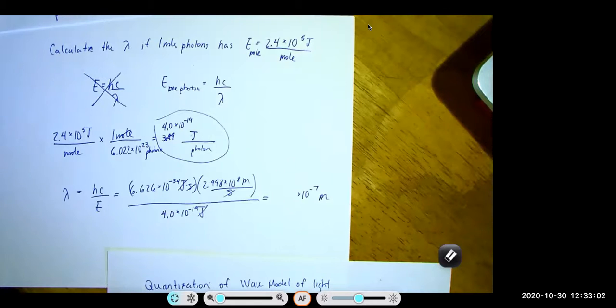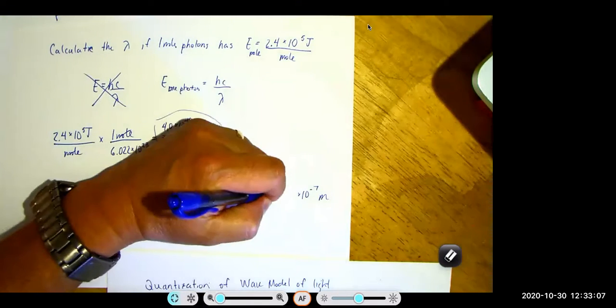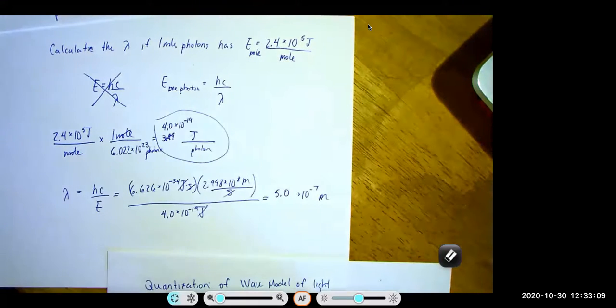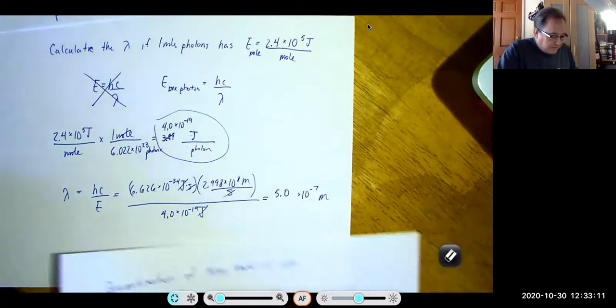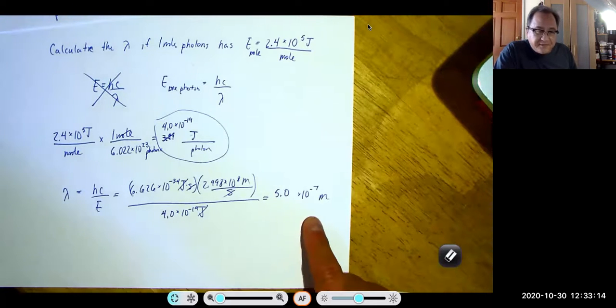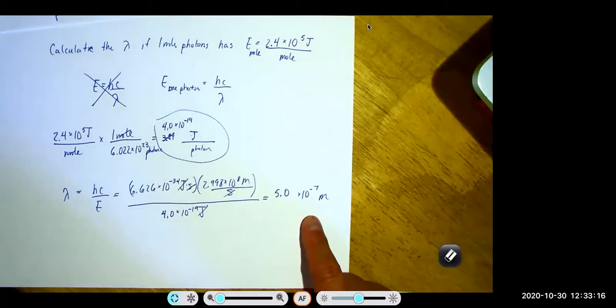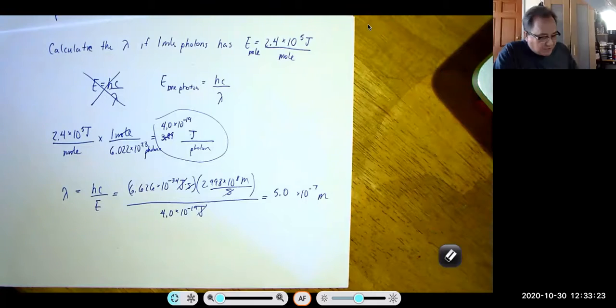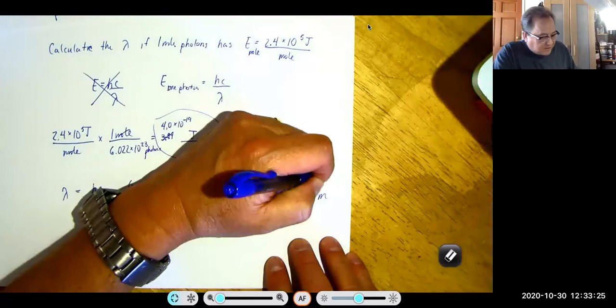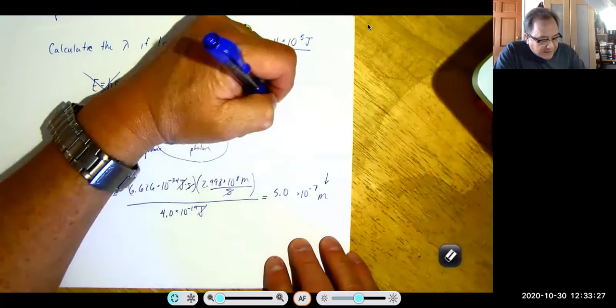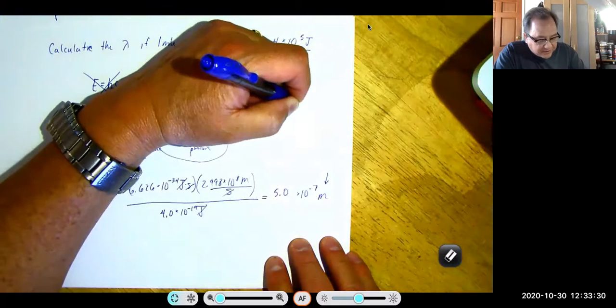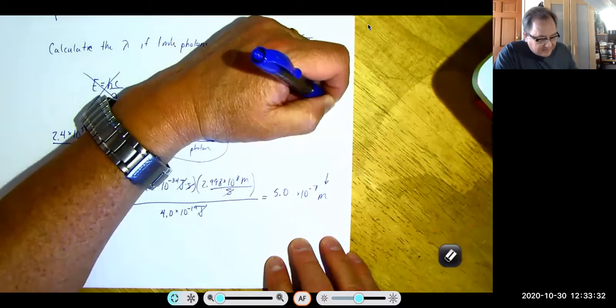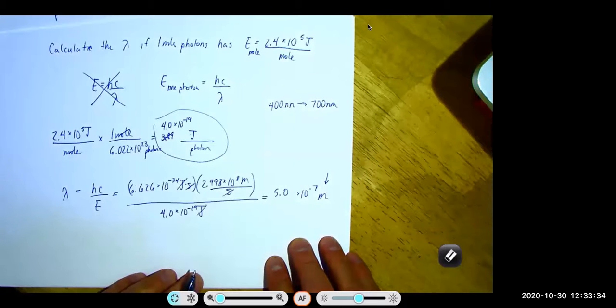I think I got 5.0 times 10 to the -7. Okay, -7. So can we see this? Is that visible light? I think so. Well, how would you know? This is meters. We know that we can see from 400 nanometers to 700 nanometers, right? Does that fit in there?